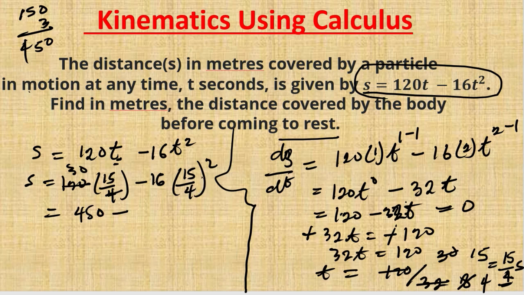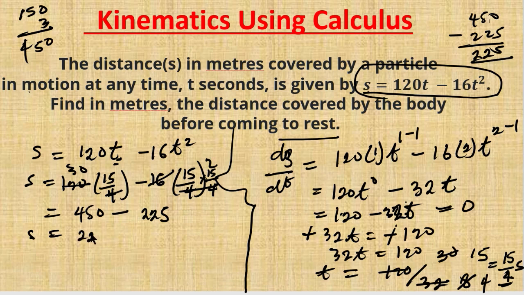Now this is 15 over 4 squared. I can rewrite that as 15 over 4 times 15 over 4 again. 4 times 4 is 16, it goes with this 16. So I'm left with 15 times 15, which is 225. So that my distance s in meters will be equal to 450 minus 225. That's 450 minus 225, which leaves 225. So s is equal to 225 meters.